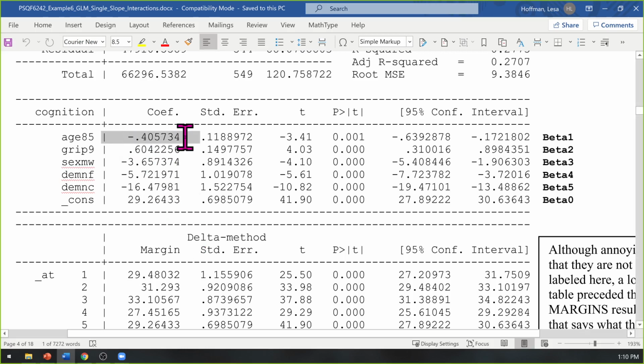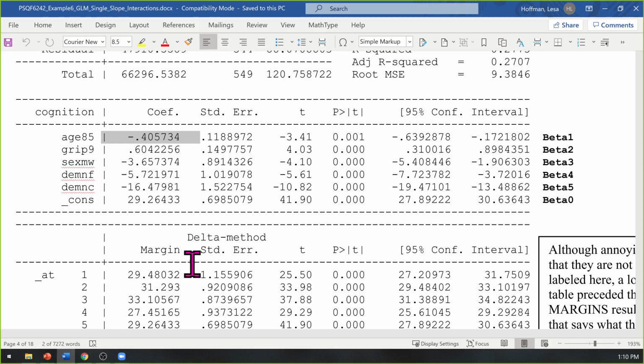So if we start with age, what does that tell me? The slope for age is a negative 0.4. It has a negative relationship with the outcome. So the younger you are, the better cognitive ability you have. Or the older you are, the worse you do on this test.